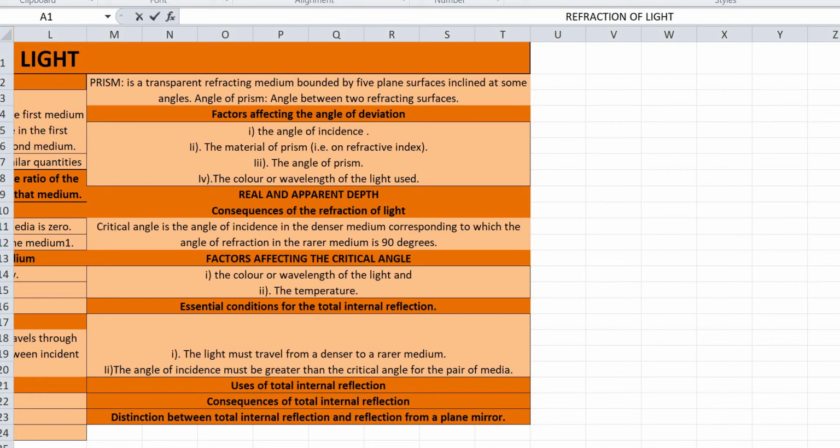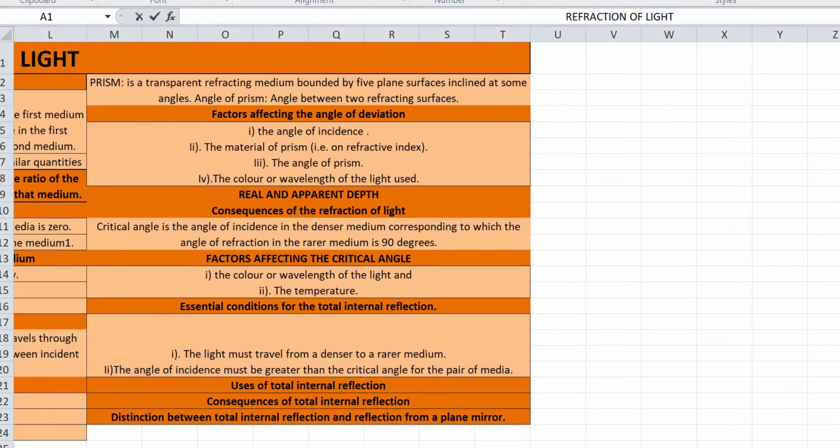Welcome students, let's continue ICSE 10th standard physics chapter 4, refraction of light through a prism. We'll try to understand what a prism is. A prism is a transparent refracting medium bound by 5 plane surfaces inclined at some angle. The angle of the prism is the angle between the two refracting surfaces.